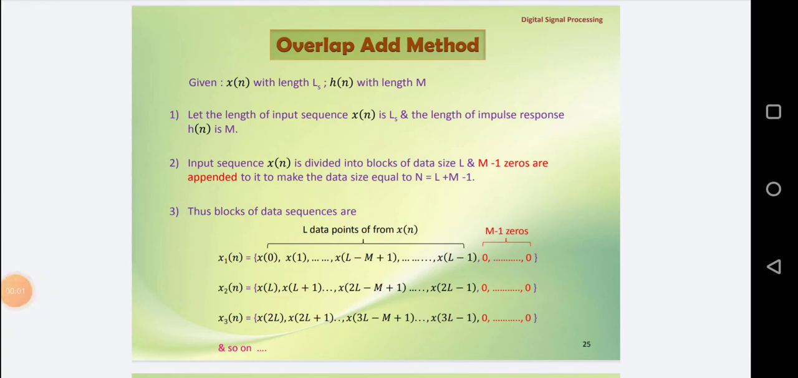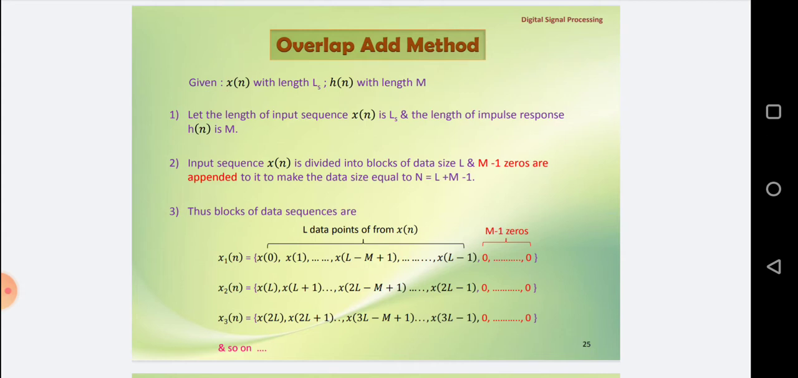Let's see the overlap add method. Given sequences are x of n with length capital Ls and h of n with length capital M. Input sequence x of n is divided into blocks of data size capital L, and for each divided sequence we have to add M minus 1 zeros at the last, so that the length of each input sequence will become equal to capital N, which is equal to L plus M minus 1.